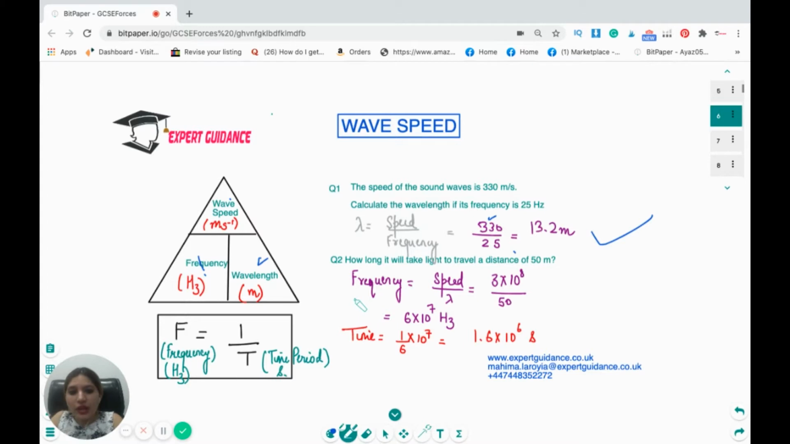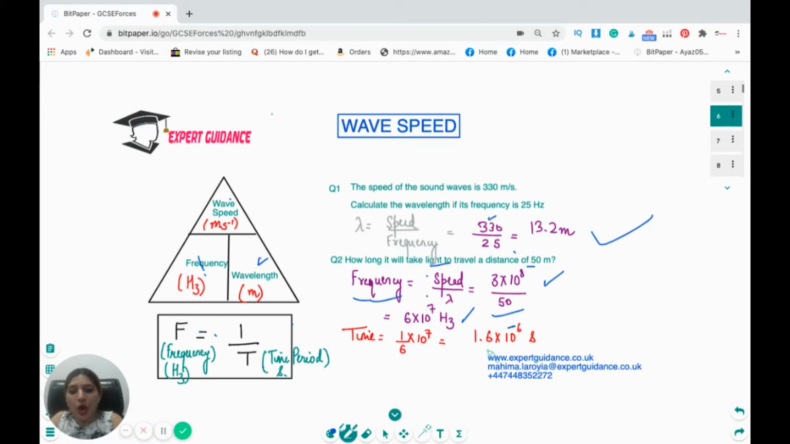Now, we know that frequency is speed over wavelength. Right? Now, the distance is given to us as 50 meters, and for light, we know that speed is 3 times 10 to the power 8. So when we put this into the calculator, we get the frequency to be 6 times 10 to the power 7 hertz, and you know frequency is 1 over the time period, so time period will be 1 over the frequency. So when we do 1 over 6 times 10 to the power 7, we will get the answer 1.6 times 10 to the power minus 6.